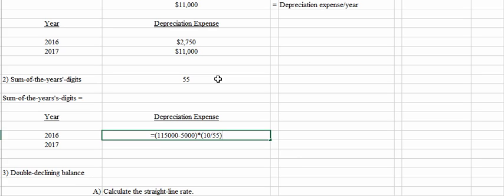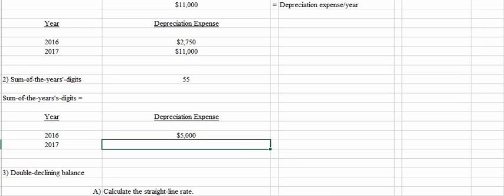Okay, but if we did that, you guys, that would be for a full year's depreciation. If we only want a partial year depreciation, then we need to multiply that by our 3 months divided by 12 months, the portion of the year that the asset was in service. So this part of the formula is our depreciable cost times our rate for year 1, 10 over 55, times the number of months in year 1 that the asset was actually placed in service. For 2016, our depreciation expense under the sum of the year's digits comes out to $5,000.